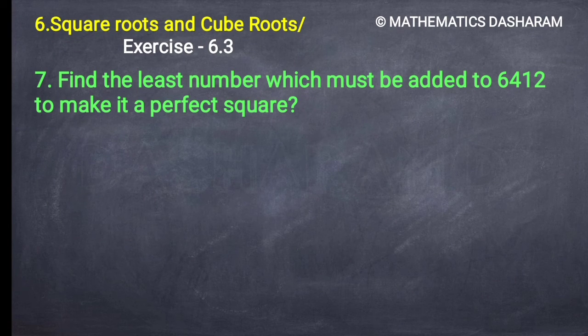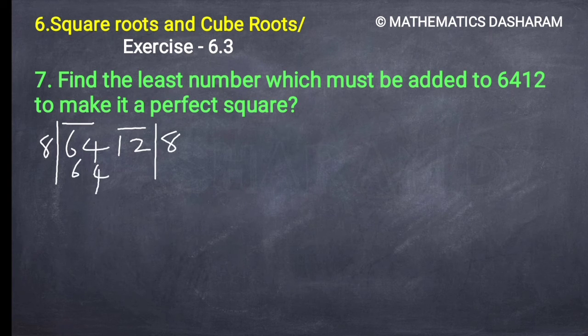Seventh question: find the least number which must be added to 6412 to make it a perfect square number. So in 6412, 12 is one pair and 64 is the second pair. Here 8 8s are 64, so the remainder is 0. Bring down the next pair, that is 12.